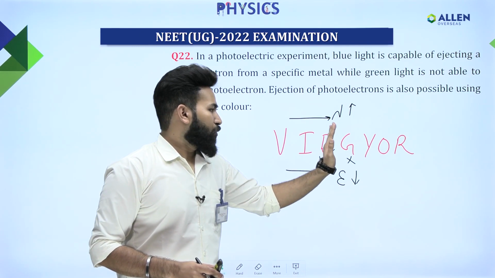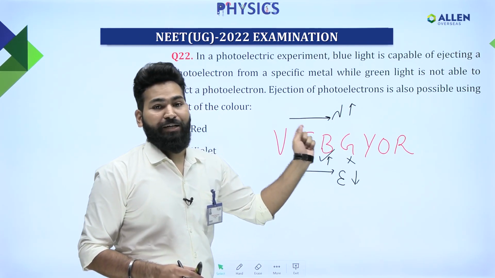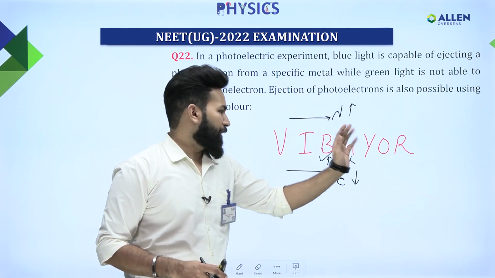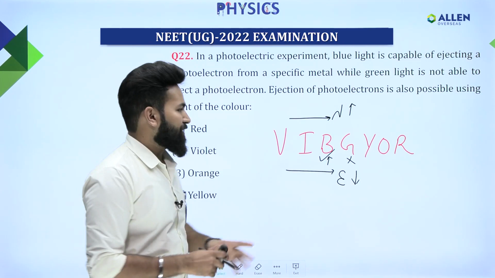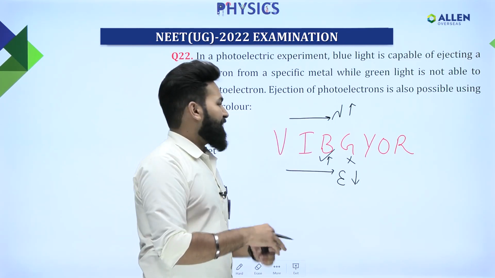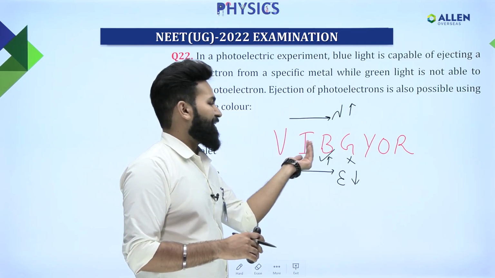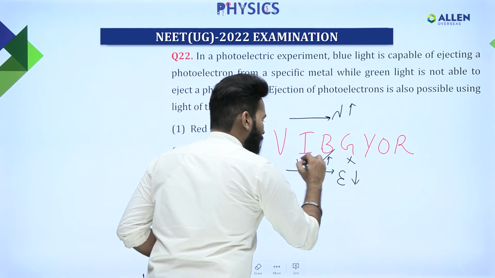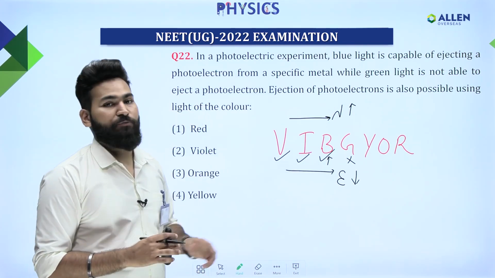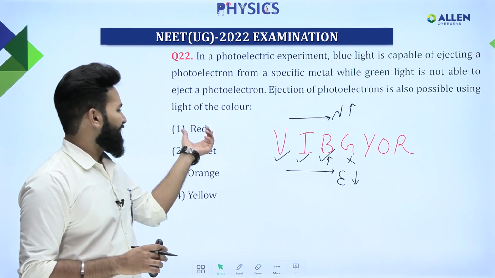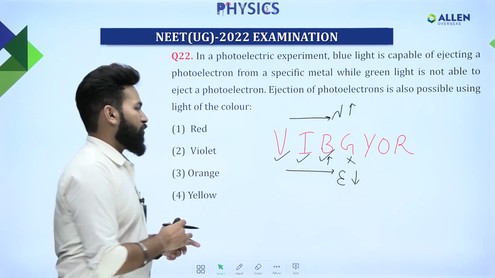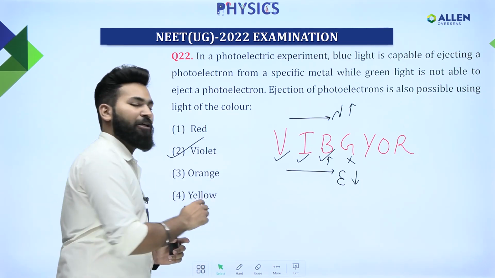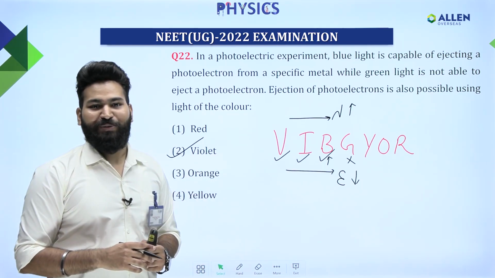That means the threshold wavelength for that photoelectric metal lies between the wavelength of blue and green. So if blue is able to eject photoelectrons, that means waves which have wavelength less than that of blue light will be able to eject the photoelectrons, right? So I can say that indigo as well as violet can eject photoelectrons from that metal. Now let's check the options. Red is given, violet, orange and yellow. So only violet and indigo can eject photoelectrons, and I can see option number 2 is violet. So option number 2 will be the correct answer for this question.